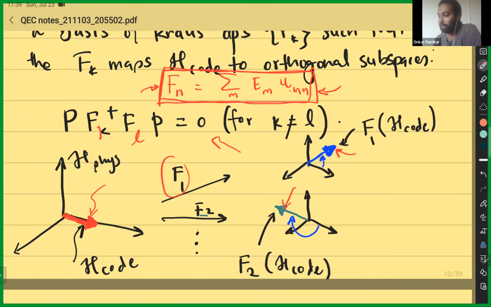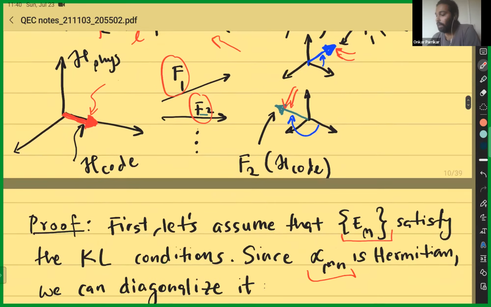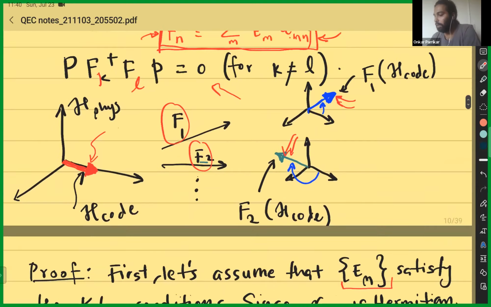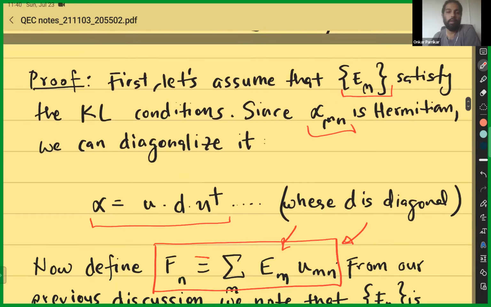Different Kraus operators, let's say F1 and F2 and F3 and so on, where F is a suitable choice of Kraus operator for the same error channel, will map the code subspace into different subspaces of the bigger physical Hilbert space, but importantly, these are all orthogonal to each other. Okay. And then we were just discussing how to go about proving this theorem.